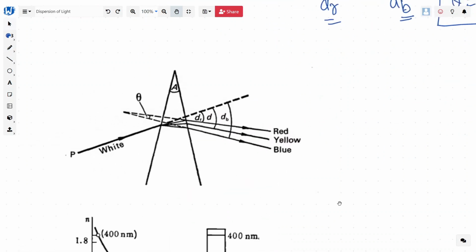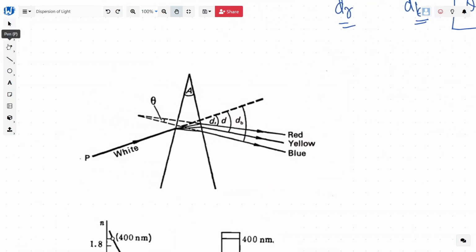Now let me show you a graph. So here it is, right? We have this total deviation between the red and the blue. That's theta, the angle of deviation, or angle of dispersion, and so on and so forth.